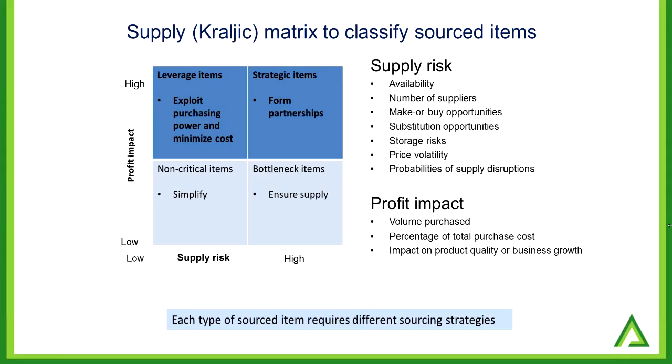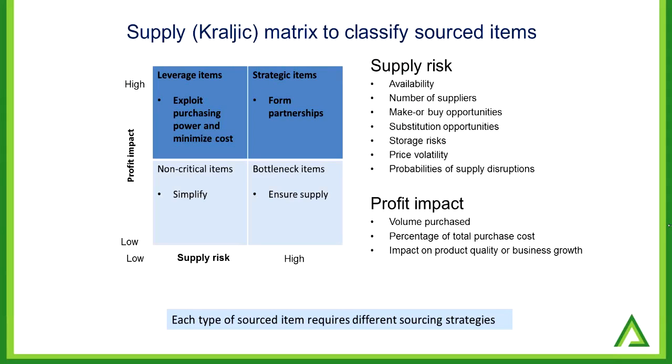On the other hand, there is profit impact, which is based on the overall volume purchased, the percentage of total purchase cost which is attributed to that particular item or commodity, and impact of product quality on business growth. So again, these are representative examples by which a company can assess the profit impact and assess the supply risk. And once this is done, we can create a 2x2 matrix as shown here.